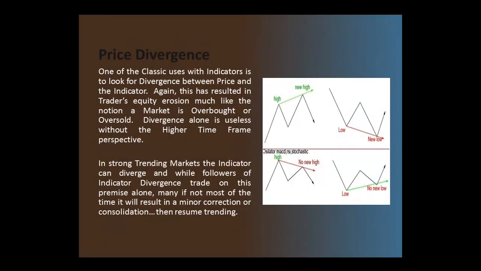Okay guys, price divergence. This is one of the classic uses with indicators, and it's to look for divergence between price and the indicator. Again, this has resulted in traders' equity erosion, much like the notion of a market being overbought or oversold. Now, divergence alone is useless without the higher time frame perspective. In a strong trending market, the indicators can diverge, and while followers of the indicator divergence trade on this premise alone, many, if not most of the time, it will result in a minor correction or consolidation and then resume trending.